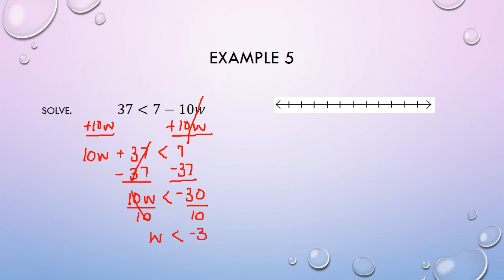So then over on our number line, we've got negative 3. Negative 2 is on the right, negative 4 is on the left. This gets an open circle, and it is less than. It is pointing to the left. We shade to the left.